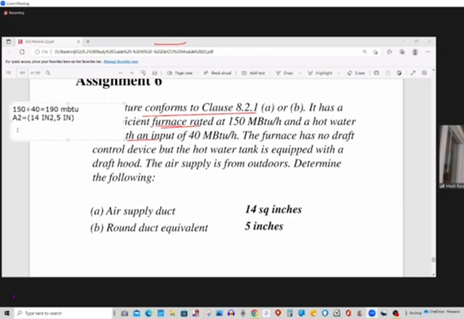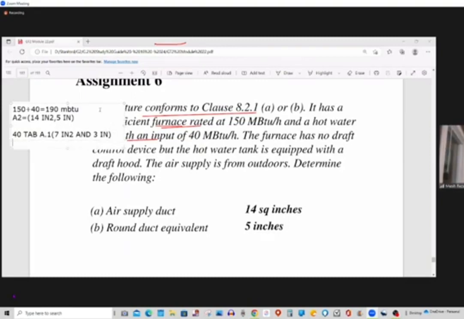40,000, you go to table 8.1. Okay, 8.1, 40,000, you look under 50, you get 7 and 3. 7 inches square and 3 inch round. Now, whichever is bigger is the answer.